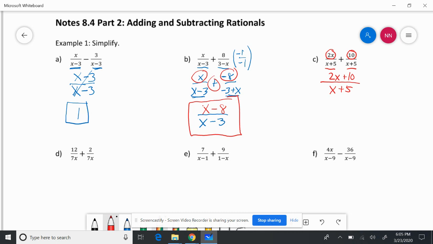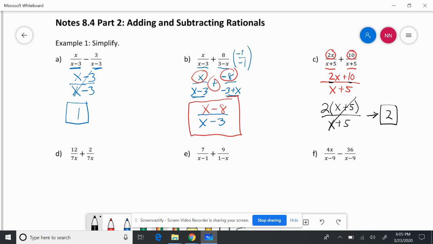Now, if we're looking at that, what we notice is that both of these terms right here have a 2 in common. So since they both have a 2 in common, we're going to factor out a 2, and that gives us x plus 5. Now, if we look, our denominator is x plus 5. So they cancel, and that gives us an answer of 2.